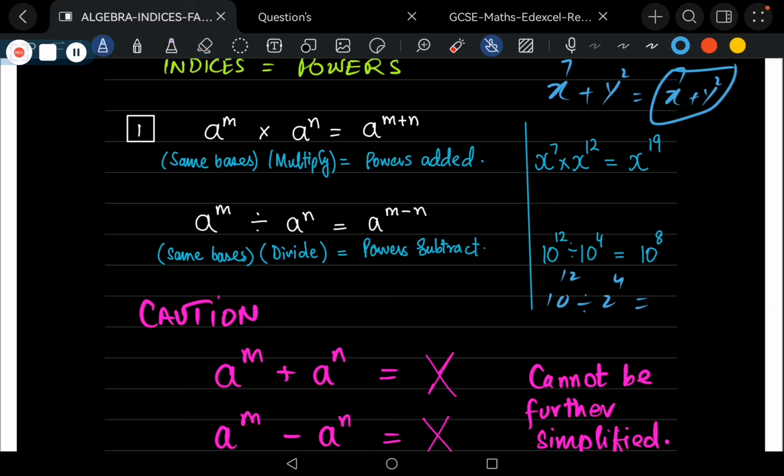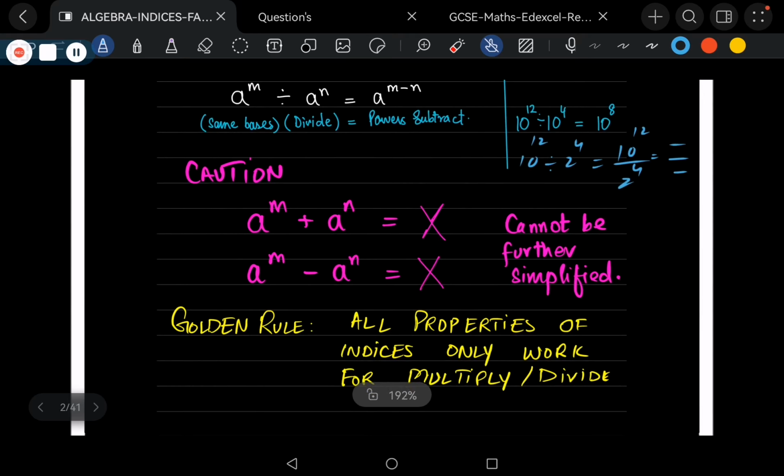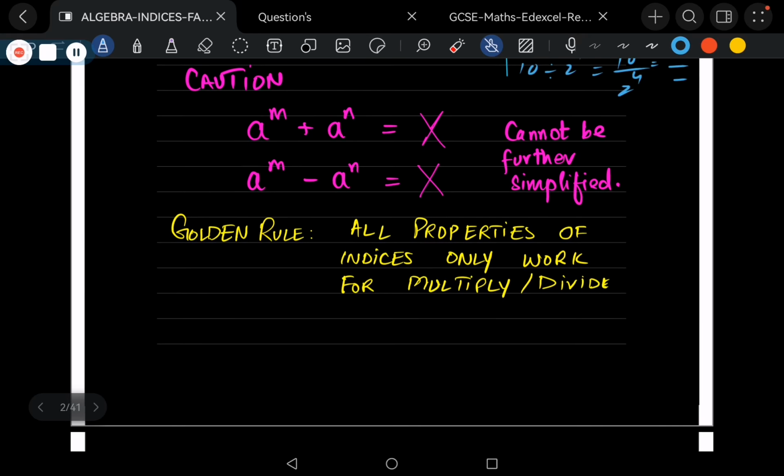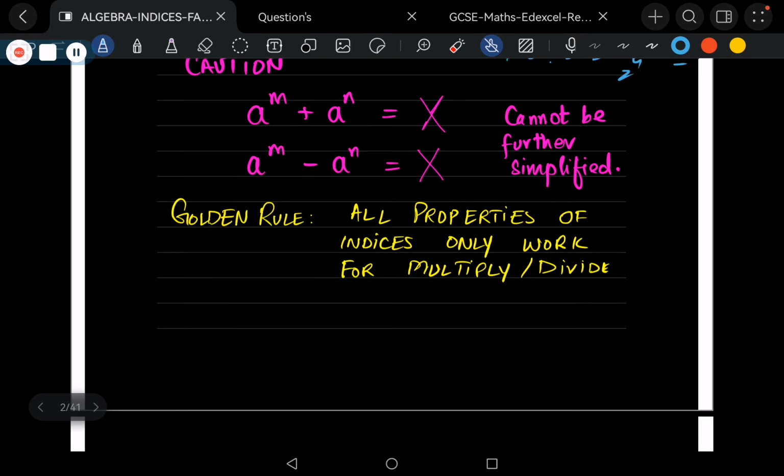So what should be the answer for that? You will keep it as 10 power 12 divided by 2 power 4. You will find the answer of 10 power 12 on the calculator, and you will find the answer of 2 power 4. Whatever answer you get, that will be your final answer. Make sense? Next one is related, the same thing just like I explained to you, things that you cannot do.